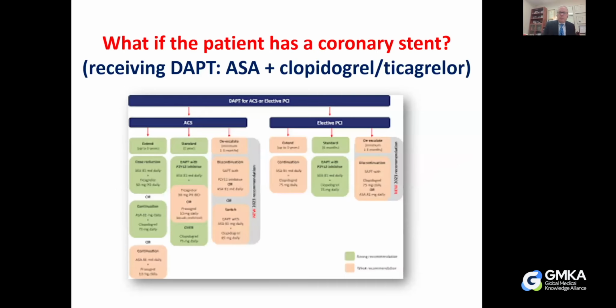Here's a table that kind of operationalizes this, not only for patients who have stable coronary disease, but in the scenario of patients who have a coronary stent. These are more complicated because they are typically receiving dual antiplatelet therapy, not just aspirin, but the addition of clopidogrel or ticagrelor.